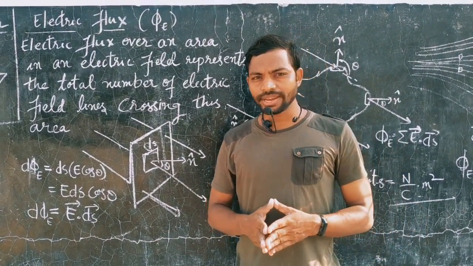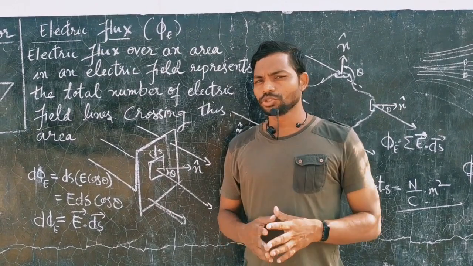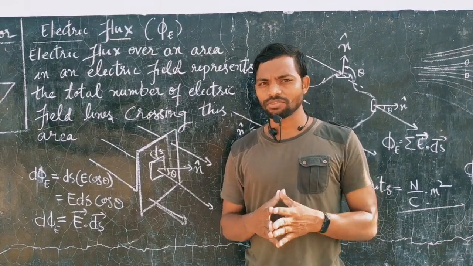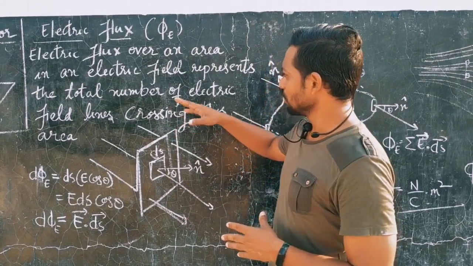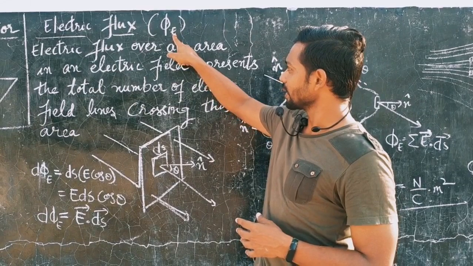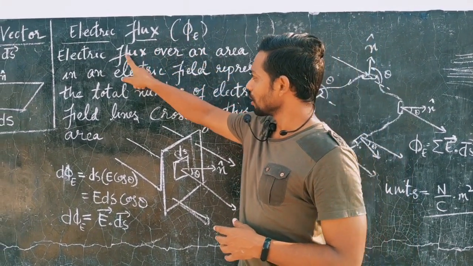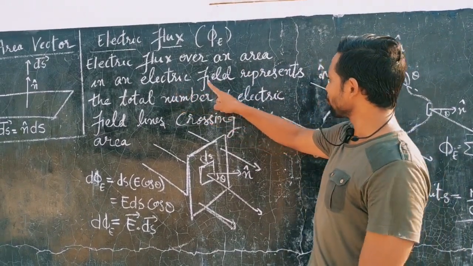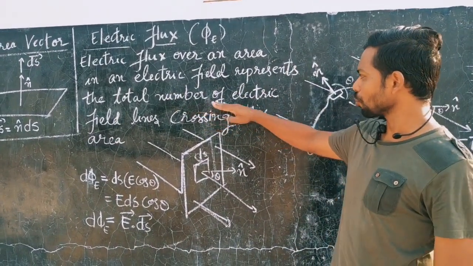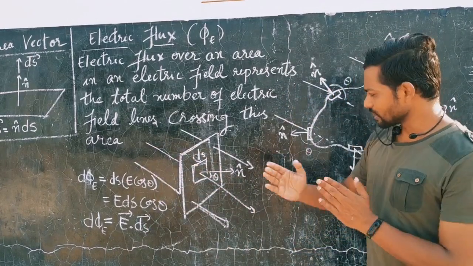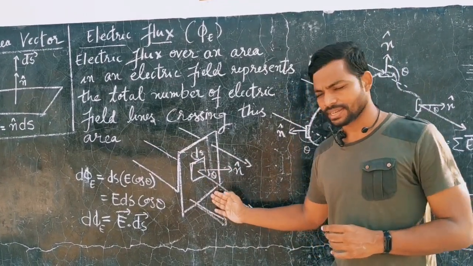Now we learn about the electric flux. So in 10th class you have learned about magnetic flux or electric flux. Similarly, we are going to learn here the definition. It is represented with phi E, electric flux. Electric flux over an area in an electric field represents the total number of electric field lines crossing this area. Look at this figure, you can understand it easily.